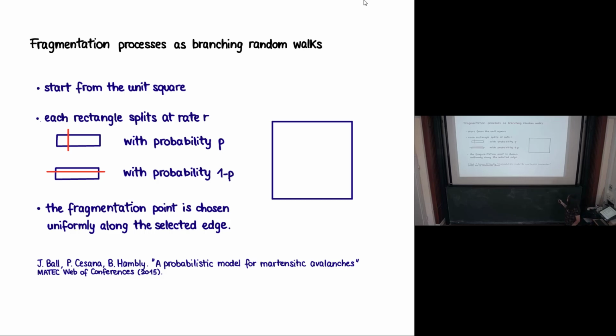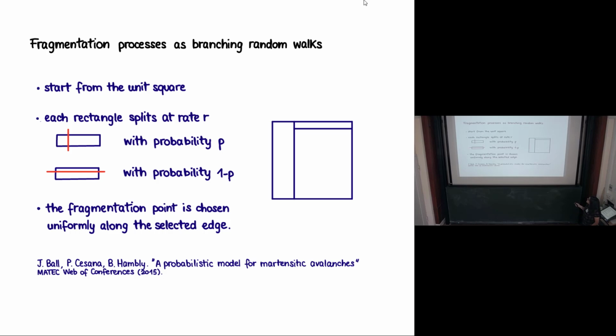So to give the example, you start from the unit square. At rate r, you choose to split in one of the two directions. In this case, with probability p, we've chosen to split along the base, and this point is chosen uniformly along the base. And then you keep on going, so each one of these two rectangles will split at rate r. Let's say the one on the right will split first, and we've chosen to split along the height. This happens with probability 1 minus p.